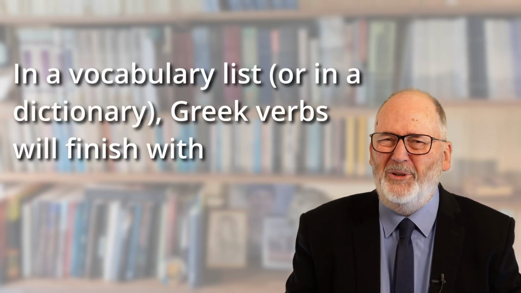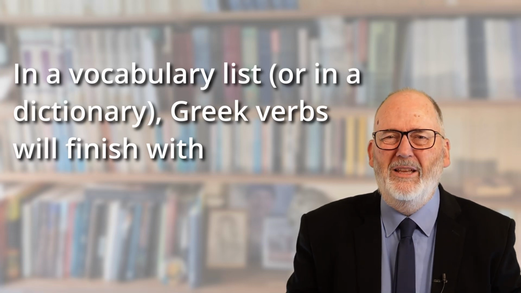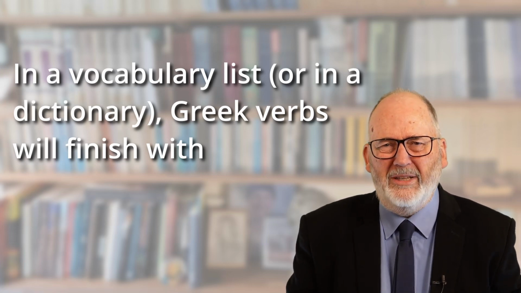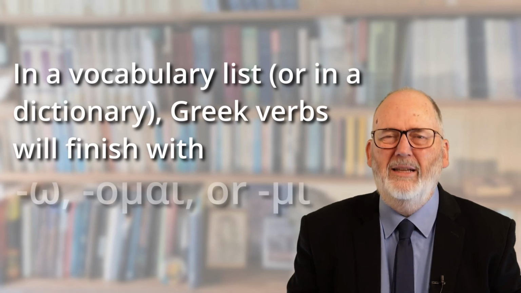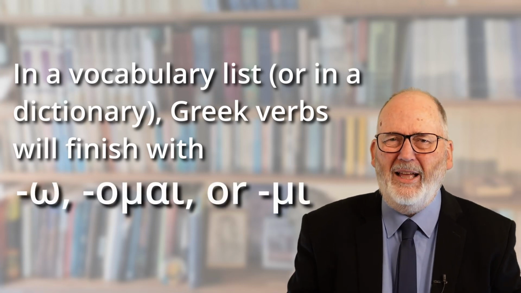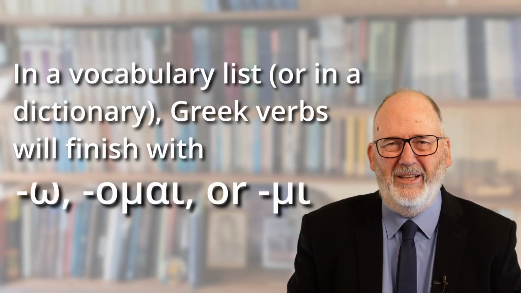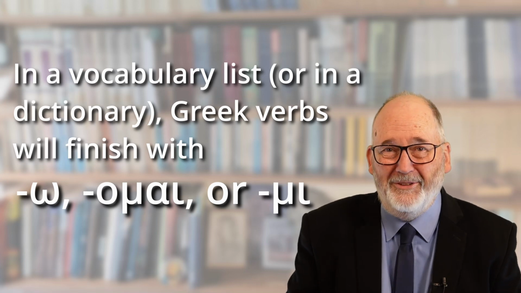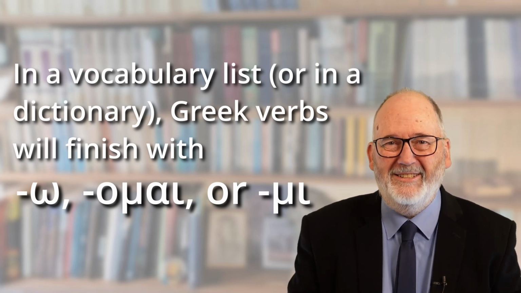You probably remember learning how to recognize verbs in vocabulary lists. In their vocabulary form or dictionary form, verbs will have only one of three endings: an omega, an omi, or a mi. And in this video, we're looking at mi verbs and their aorist tense.